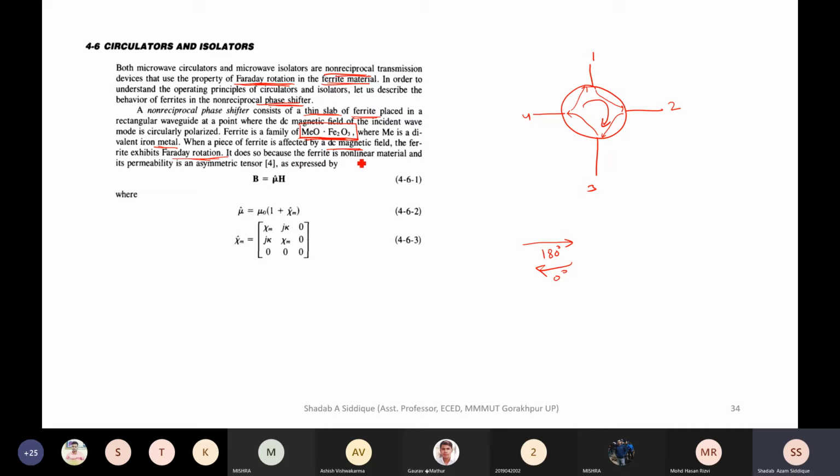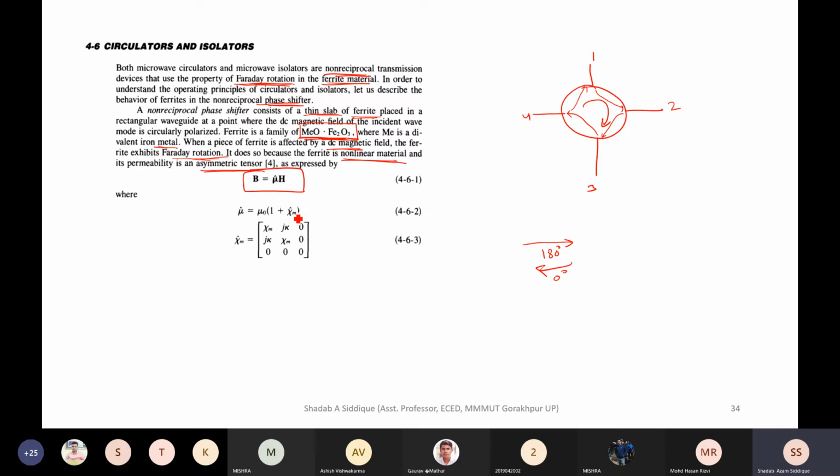It does so because ferrite is a non-linear material, and its permeability is an asymmetric tensor. So what is an asymmetric tensor? You have D is equal to mu H, one of Maxwell's equations. Mu is basically a tensor, which means there is not only one value; it is in matrix form, and in different directions it gives different values. So we have mu bar equal to mu naught (1 plus chi m), where chi m is given as the susceptibility.